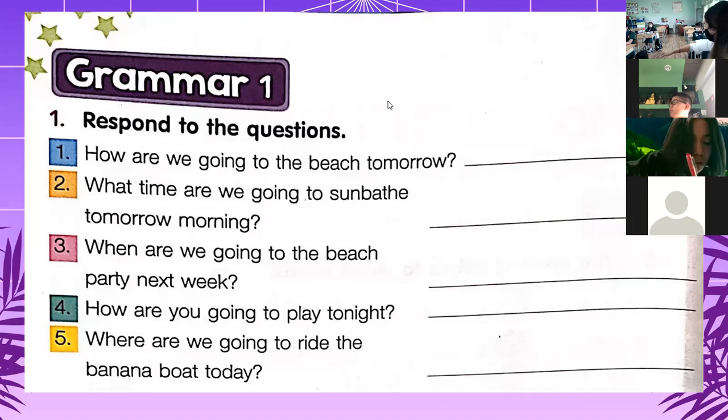What page? It is on page 70 of your workbook. It is your assignment or your homework.